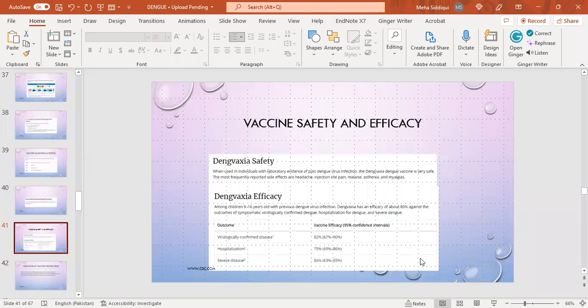Vaccine safety and efficacy. Vaccine safety: when used in individuals with laboratory evidence of past dengue virus infection, the dengue vaccine is very safe. The most frequently reported side effects are headache, injection site pain, malaise, asthenia, myalgias. And efficacy: among children 9 to 16 years old with previous dengue virus infection, it has an efficacy of about 80% against the outcomes of symptomatic virologically confirmed dengue, hospitalization for dengue, and severe dengue.